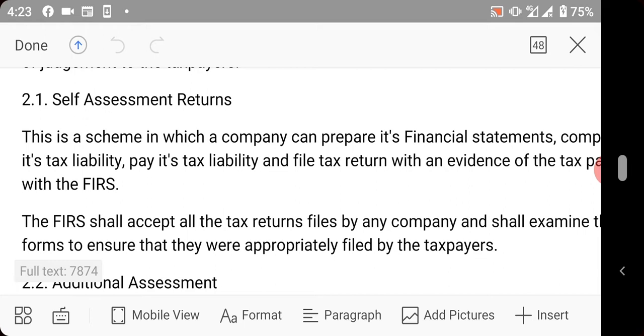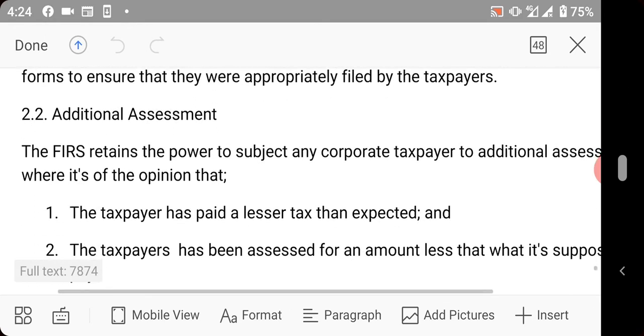You will prepare your financial statement. Only you by yourself will compute your tax liability. Only you by yourself will pay this tax liability in the designated bank. Only you by yourself will provide all the evidence that you've made payment, that you calculated your tax liabilities, that you prepared your financial statement that was duly audited, and file it with the FIRS. That is self-assessment return, and this is what we call tax return. You understand? The note will be made available to you, as I said.